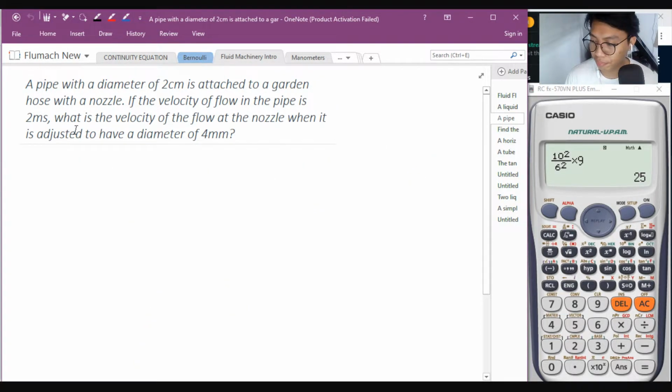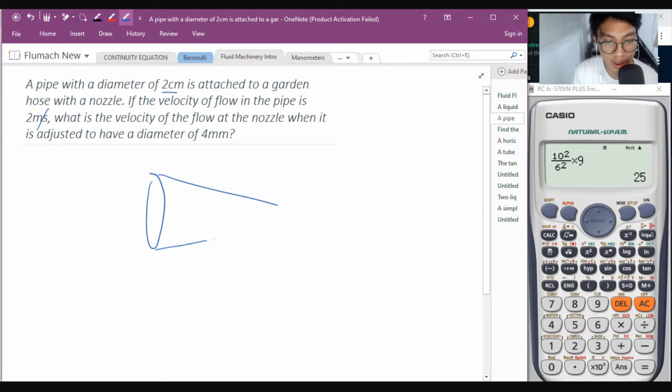Problem number 2. Same lang. A pipe with diameter of 2 cm is attached to a garden hose with a nozzle. If the velocity of the flow in the pipe is 2 meter per second, what is the velocity of the flow at the nozzle when it is adjusted to have a diameter of 4 millimeter? From a diameter of 2 cm to a diameter of 4 mm. So, 2 cm una. Okay, 2 cm.